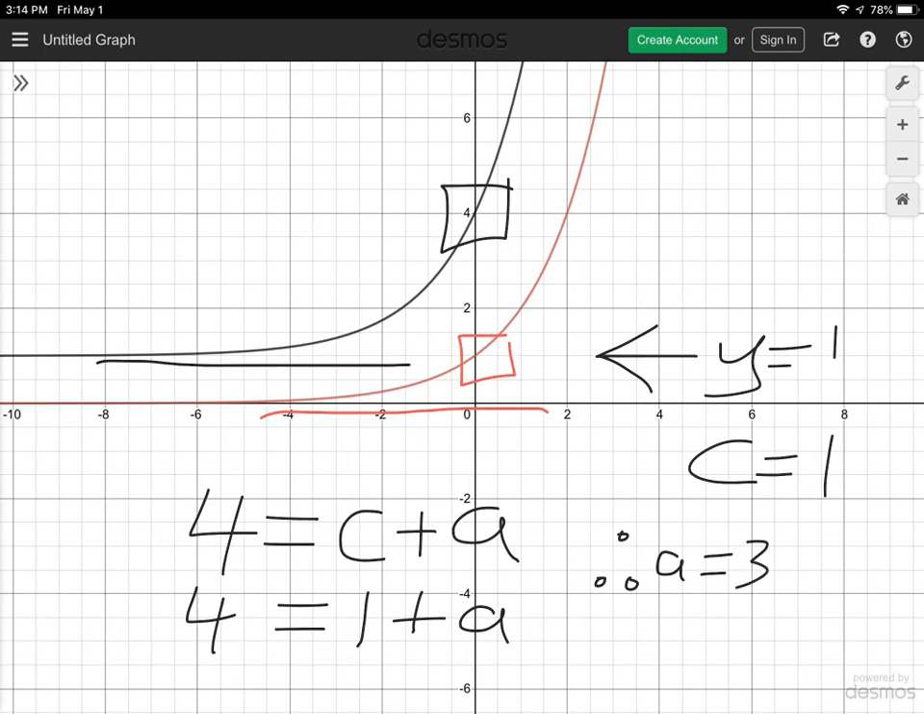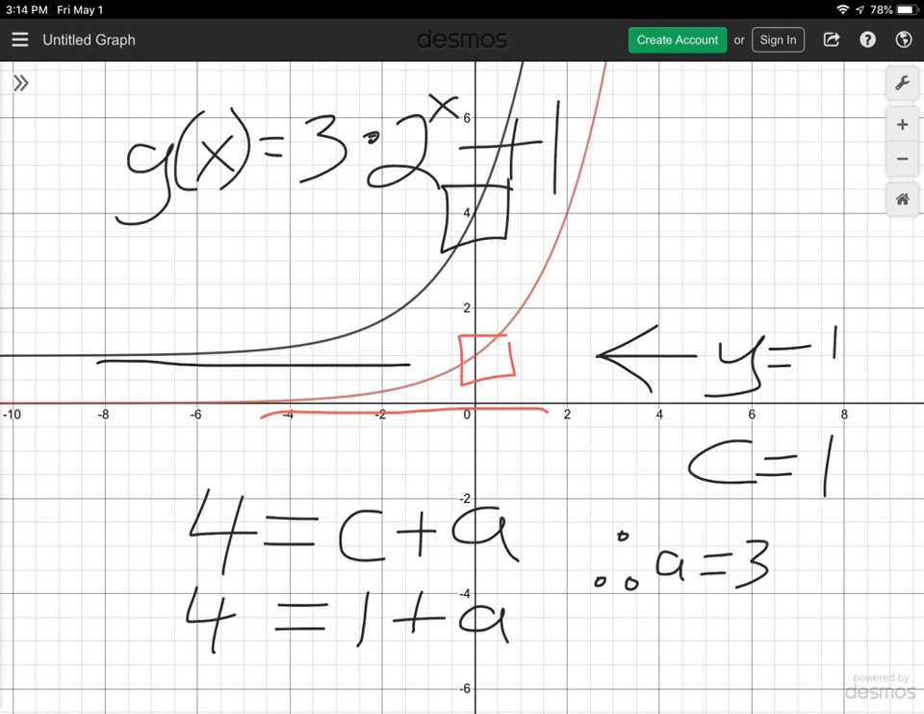So what we have here is our function, which we'll call g at x for this example, being created by a vertical stretch by a factor of 3 applied to our base of 2 raised to the exponent x, and then we shift up by 1.